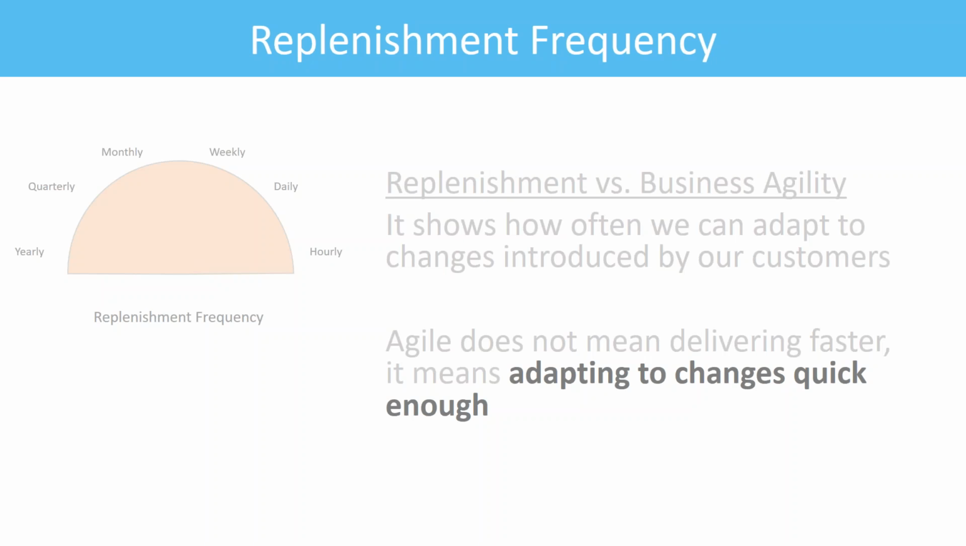The more frequently we're replenishing, the more we can adapt to changes. The less frequent it is, well, the fewer chances for us to adapt to market changes introduced by our customers. There's one catch though. There's a saying: Agile doesn't mean delivering faster, but it means adapting to changes quick enough. And we're emphasizing the words quick enough because there's customer expectation and there's capability. Any kind of gap between the two might not be a good thing. You might be under-servicing your customer, or you might be over-servicing your customer. More on that later.